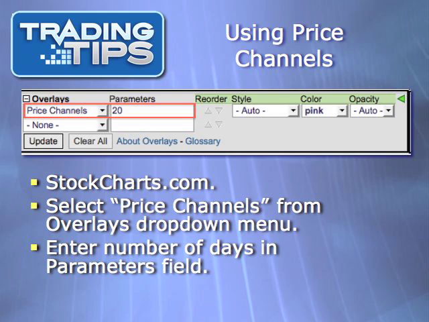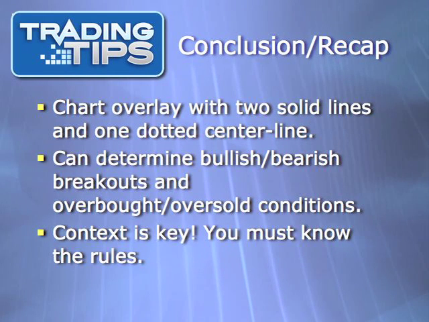It's that easy. So in conclusion, price channels consist of 2 solid lines and 1 dotted center line. The 2 solid lines represent periodic highs and lows. You can add price channels to your charts in order to help predict price trends and identify overbought or oversold conditions. However, context is key. You need to know the rules for how to interpret whether a surge should be considered a bullish breakout or a stock that is overbought.